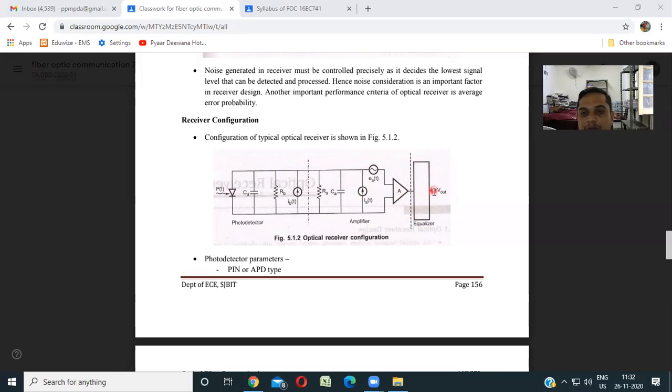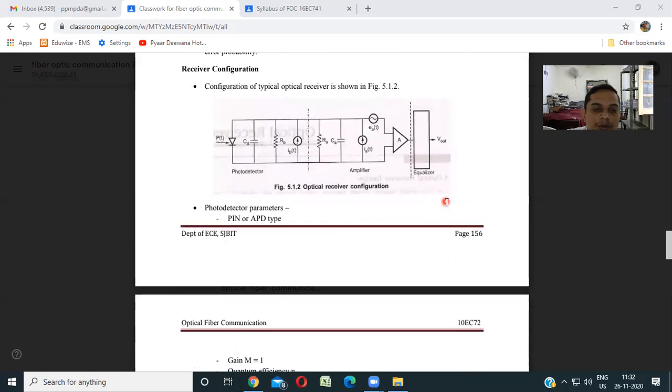And finally, we are getting the V out output. Okay, current is converted into voltage. Up to here, we have the current, and the current is converted into voltage, and V out is a voltage output. Let us see in detail the different parameters of the photodetector and the amplifier parameters.